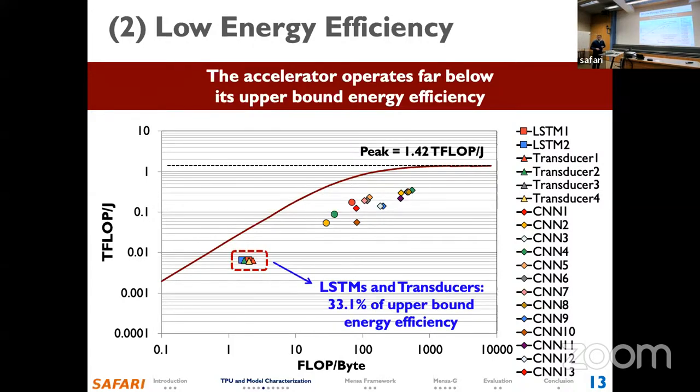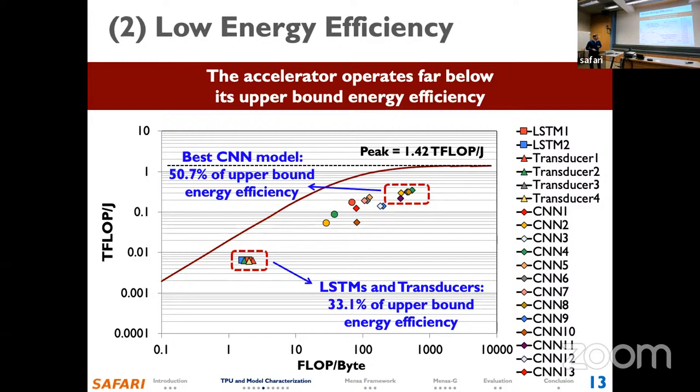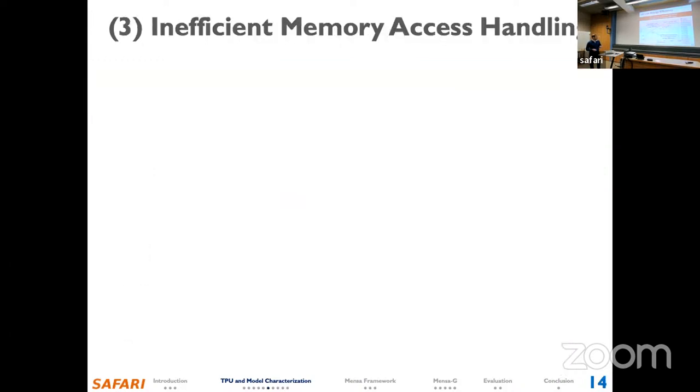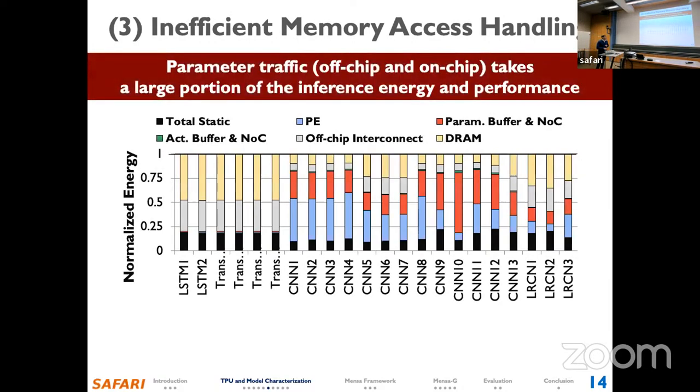And then we can observe similar things. We see that for the memory bound models, you have really low energy efficiency. And even for the compute bound models, the energy efficiency is only half of what the accelerator can provide. And then if you dig deeper into why you are not reaching peak energy efficiency or throughput efficiency, we see that overall, there is a huge cost of moving data around this accelerator.